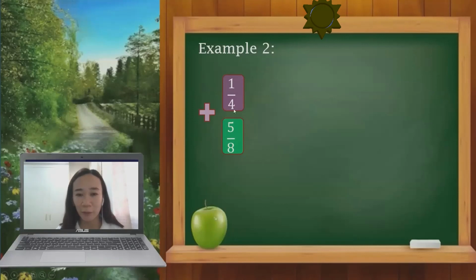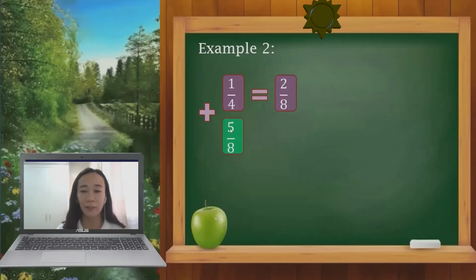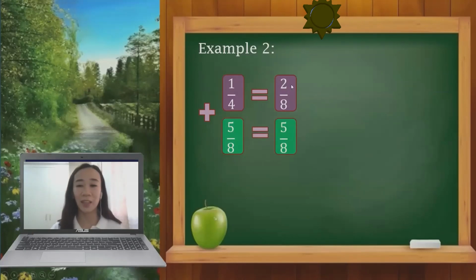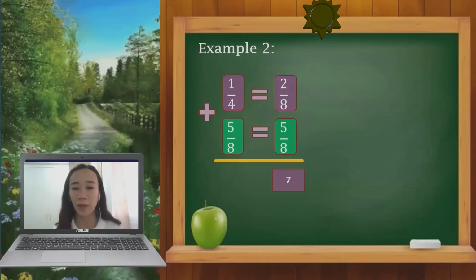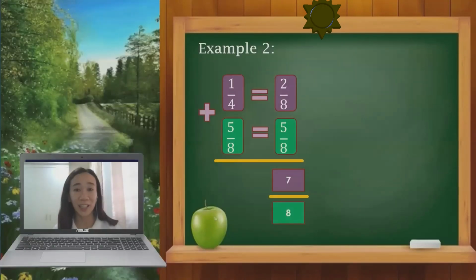8 divided by 4 is 2. 2 times 1 is 2. Then our answer here is 2 over 8. 8 divided by 8 is 1 times 5 is 5. And then in here, it's 5 over 8. Then we will just add 2 plus 5, it's equal to 7 over 8. Is this already our final answer? Great job, Guadans! That is right. That is already our final answer.